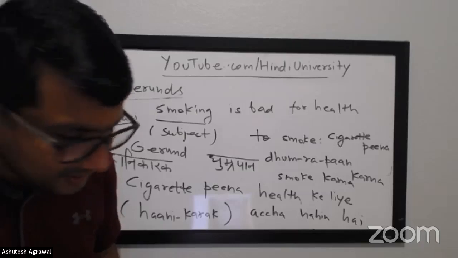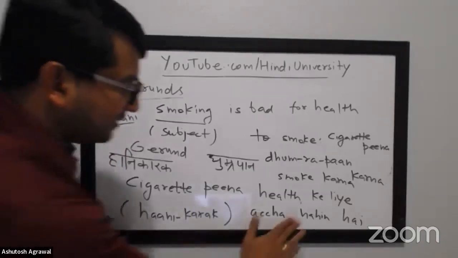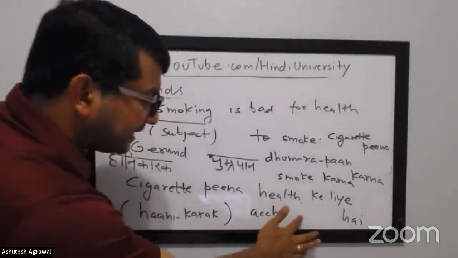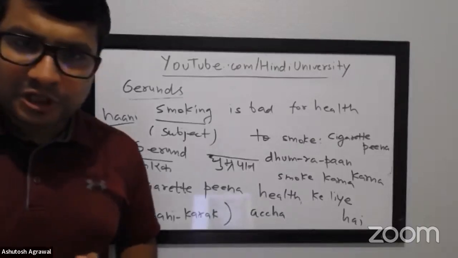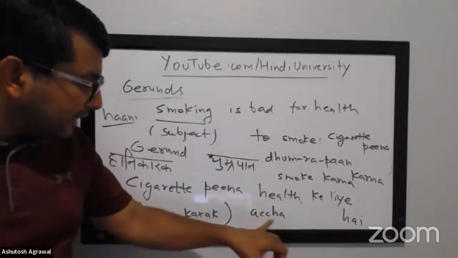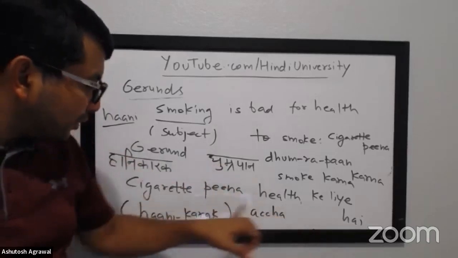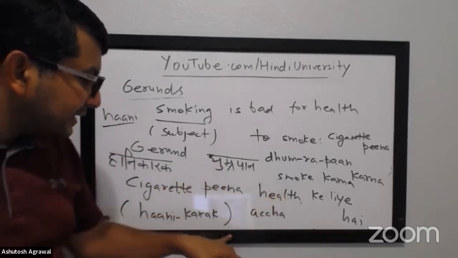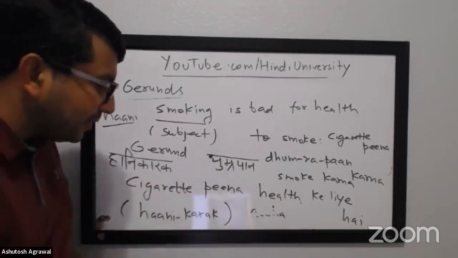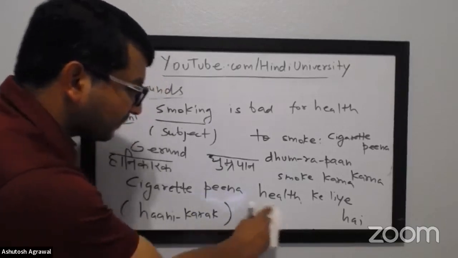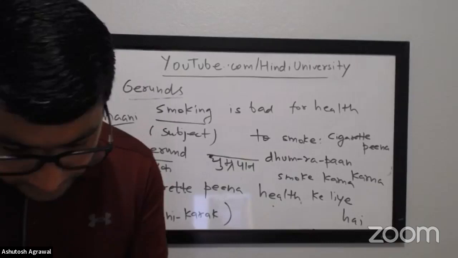Ashutoji, I have a question. Can we substitute kharab for hanikarak in the sentence? You can say that, right? If you want to, you can use kharab hai. You can totally say that. There's nothing wrong with it. Thank you. Hanikarak is a negative one, so you will not put nahi after that. You will simply say cigarette peena health ke liye hanikarak hai. Or if you just want to say kharab hai, that's okay. You can say kharab hai as well.